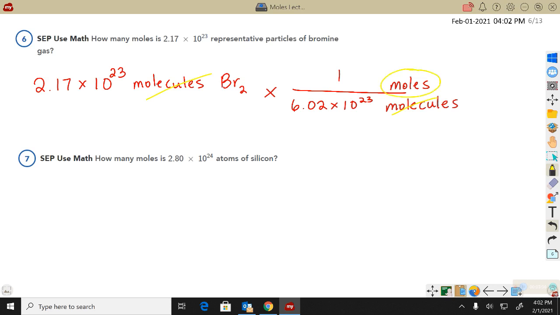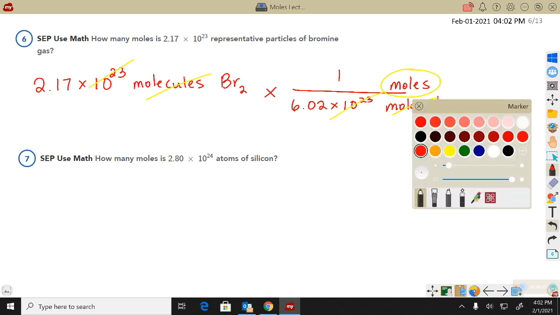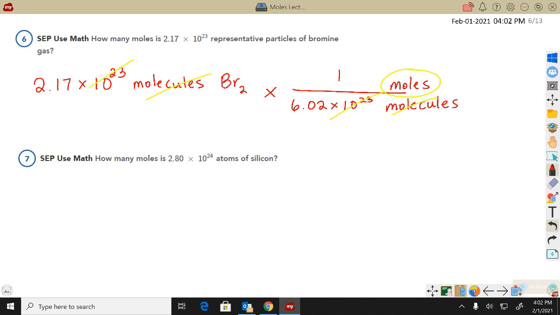And if I want to make this just a little bit easier to plug in my calculator, I can cancel the times 10 to the 23rds, as long as they're the same. As long as they're both times 10 to the 23rd, you can cancel them both. So really all I have to plug in my calculator is the 2.17 divided by 6.02. Oh my gosh, my calculator is full of garbage. My calculator has like 10 decimal spots.